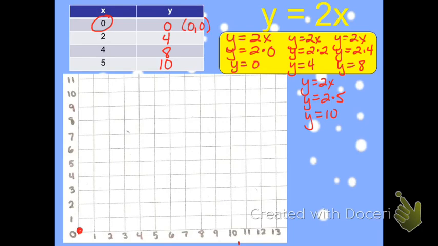Okay, so our next point is 2, 4. So I want you to get the idea. This is what it would look like if we were writing it out like we have been. But now it's just in a chart. So 2, 4. So we go over 2 and up 4. Okay. The next one is 4, 8. So we go over 4 and up 8.